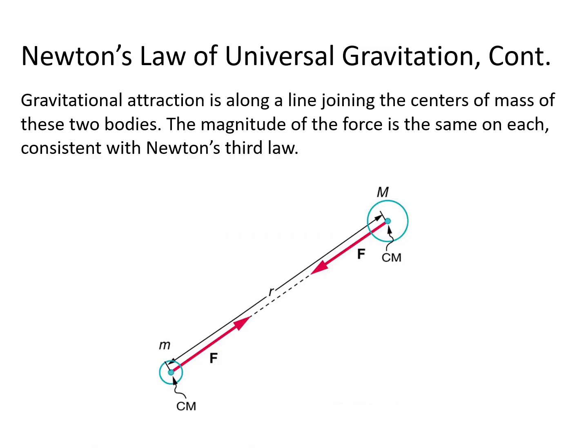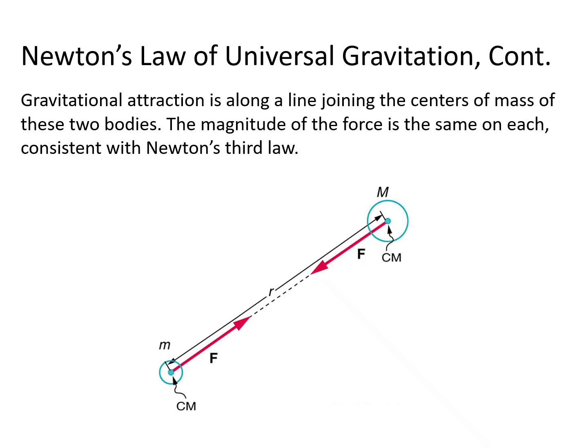Now let us look more carefully at the direction of the gravitational force. Gravitational attraction acts along the line joining the centers of mass of the two bodies. On this diagram, one object is labeled lowercase m and the other is labeled uppercase M. The force on each object points toward the other object. The smaller mass is pulled toward the larger mass, and the larger mass is also pulled toward the smaller mass.